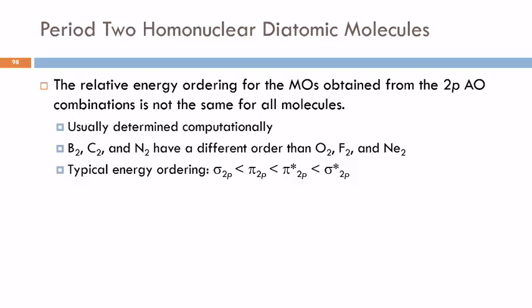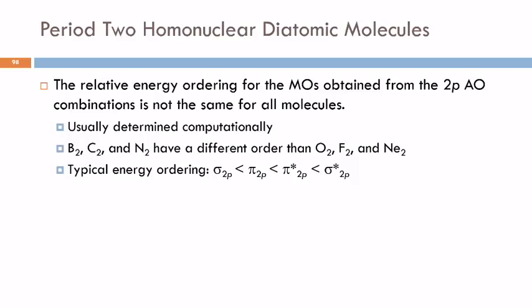The relative energy ordering for these molecular orbitals that we get by overlapping the 2p atomic orbitals, unfortunately, is not the same for all of the molecules. We've got the sigma star, and we've got 2 pi's and 2 pi stars. And how those are ordered is a little different. They determine it using math. So we're just going to have a little rule of thumb.